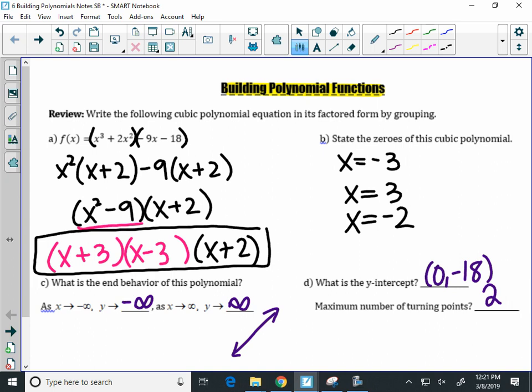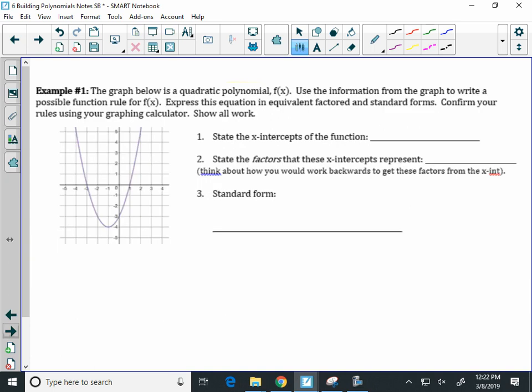That's just a review problem there. Nothing hard, nothing new, nothing fancy. Now we're going to work backwards, right? So I had an equation. I found its factors so I could find its x-intercepts. Well, this time I start with a graph where I know what the x-intercepts are. We have an x-intercept at -3, and we have an x-intercept at 1.